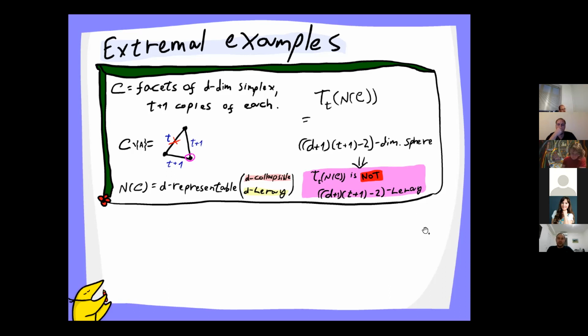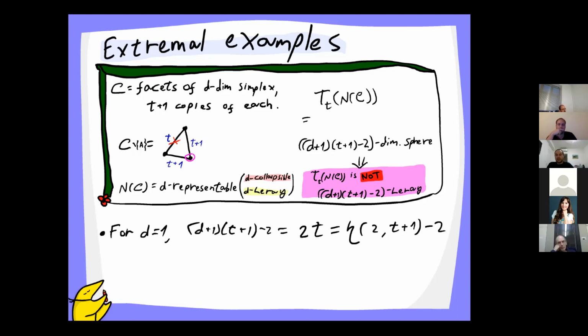In the special case d equals 1, this number is just 2t, and this is exactly η(2, t+1) − 2. So this is one less than the bound in the conjecture. So at least for this special case d equals 1, this bound η − 1 is really the right one.